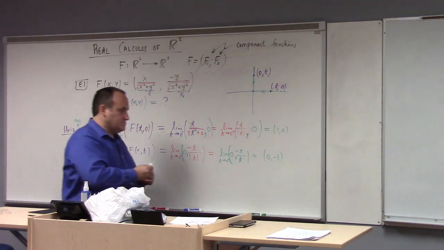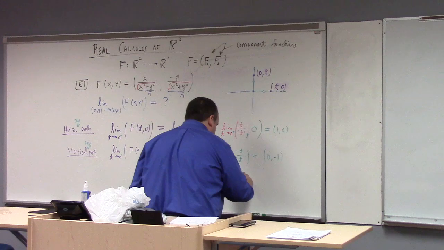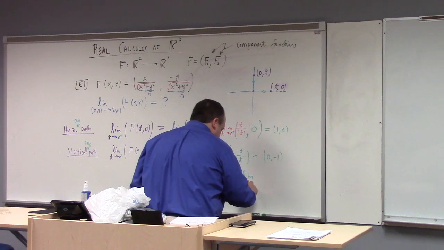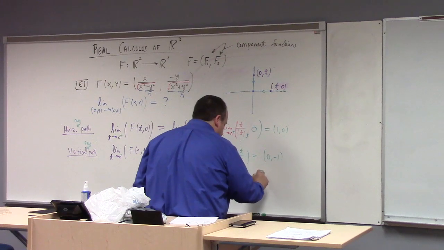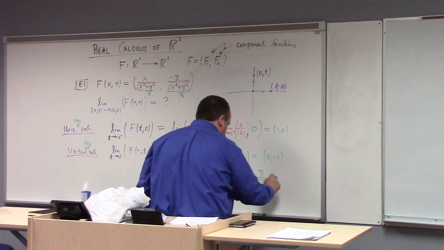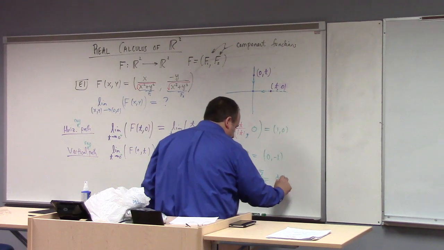So what this means, let me put it in different notation though. What this means is that the limit as z goes to 0 of z bar over the square root of z bar does not exist.